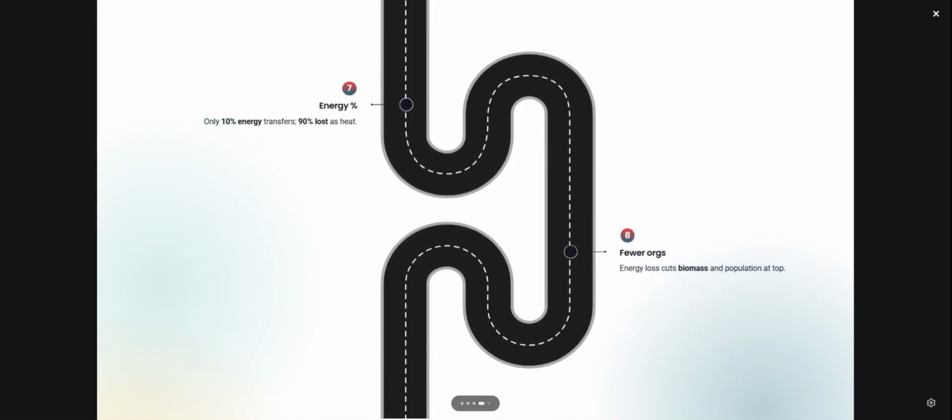The significant energy loss explains why higher trophic levels have fewer organisms and less biomass. The energy simply isn't sufficient to support large populations at the top. Understanding the energy flow and how it is represented just helps to show how it affects ecosystem structure and dynamics, influencing things from population size to biodiversity.